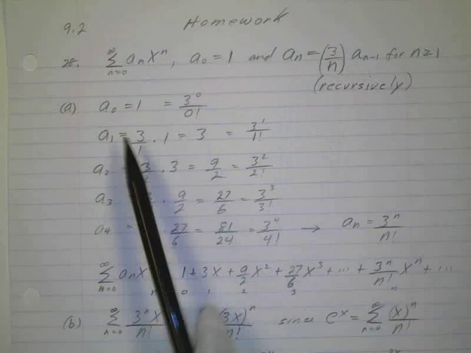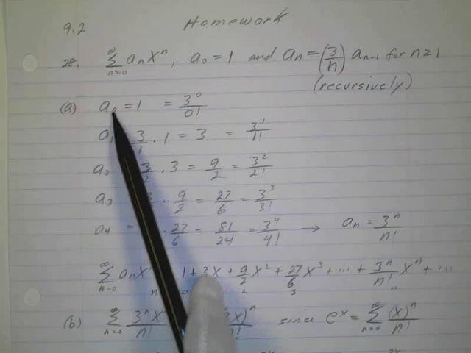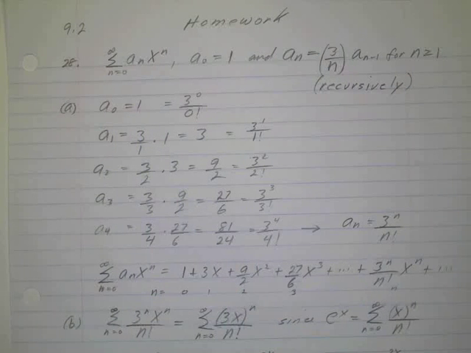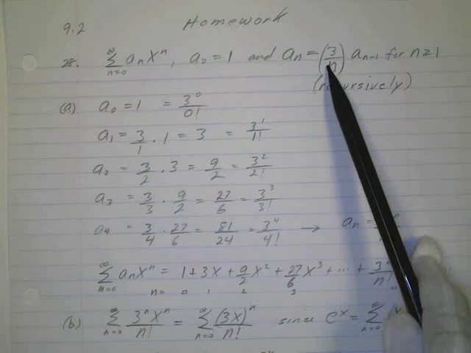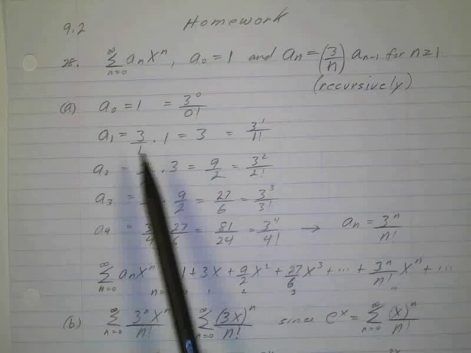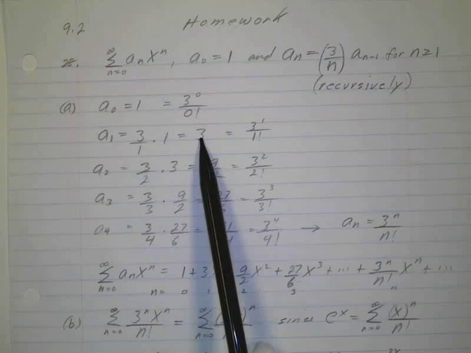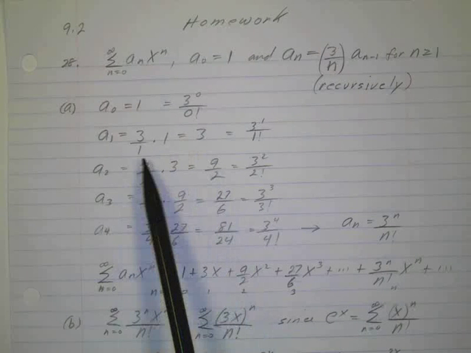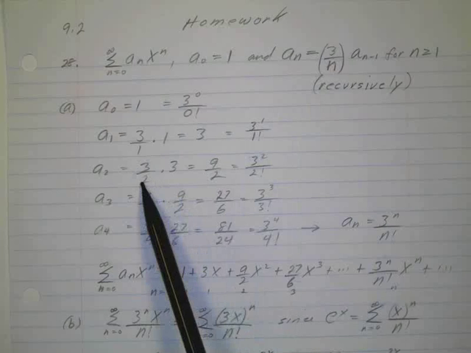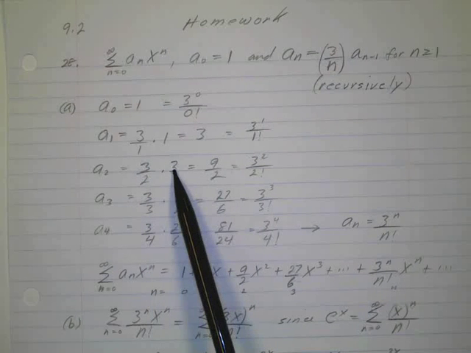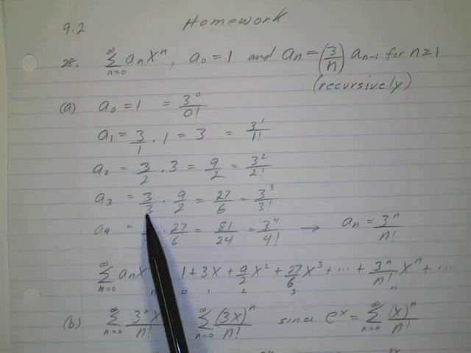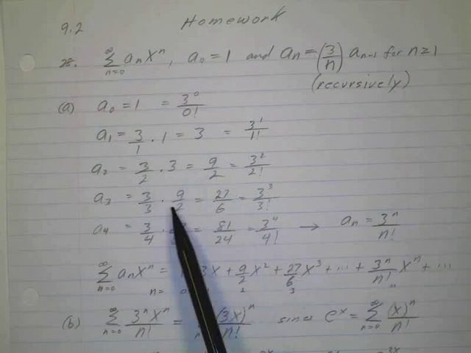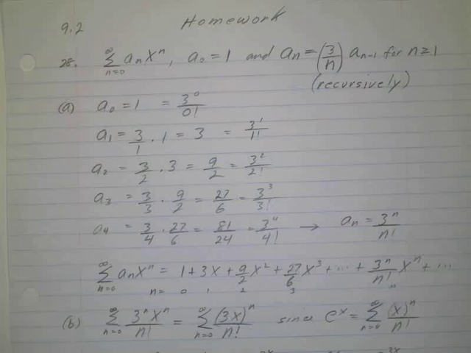Pardon me, a sub 0 is 1. So a sub 1 is 3 over n, times the previous term. So this is going to be 3 over 1 times 1, which is 3. Then a sub 2 will be 3 over n, times the previous term, which is 3. That's going to be 9 halves. A sub 3 will be 3 over 3, times the previous term, which is 9 halves. So that's going to be 27 over 6.